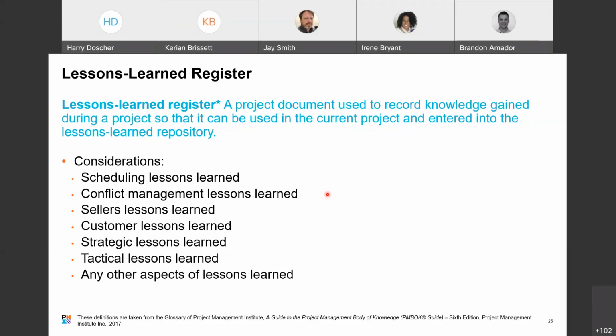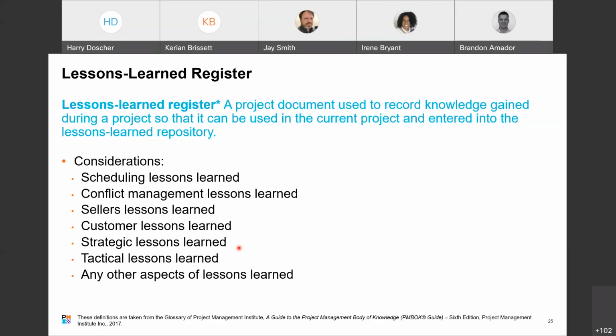Okay. Seller's lessons learned. What did you learn about your end customer? Were there indicators that they would not be able to pay for the project? Things like that. Any of the customer lessons learned? As a customer of a vendor in that particular phase of the project or the project overall, or what you learned from your customers.